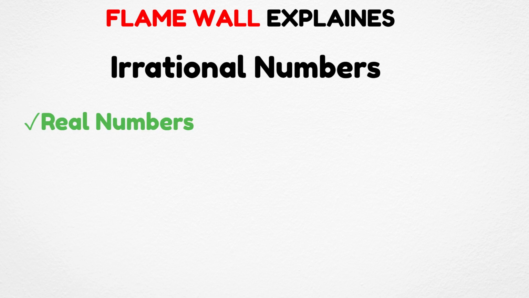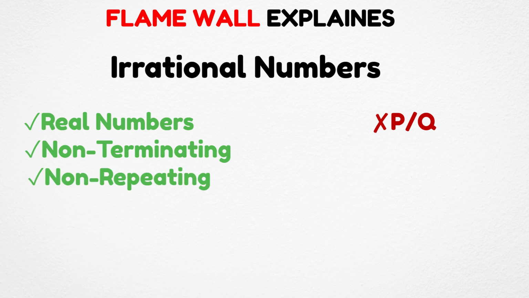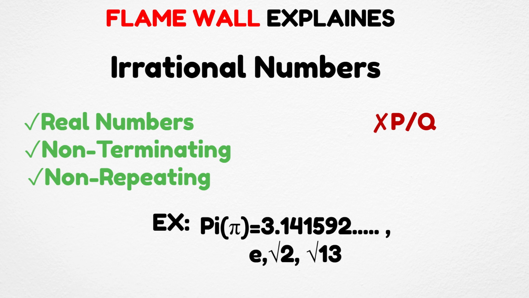Next we are going to see about irrational numbers. Irrational numbers are real numbers that cannot be expressed as a simple fraction of two integers p by q. Their decimal representation is non-terminating and non-repeating, meaning the digits go forever without a repeating pattern. Examples include pi, the number e, and square roots of non-perfect squares such as square root of 2 and square root of 13.